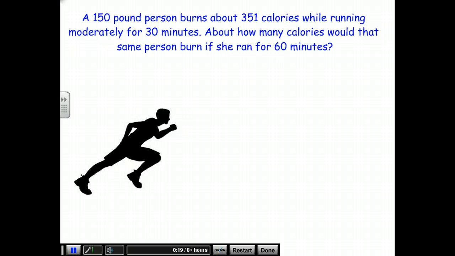In this example, we have a 150-pound person who runs moderately for 30 minutes. During this 30 minutes, that person burns about 351 calories. So what we want to understand is how many calories does she burn if she runs for 60 minutes. Go ahead, pause the video now, see what you can do with this one, and unpause when you're ready to go.